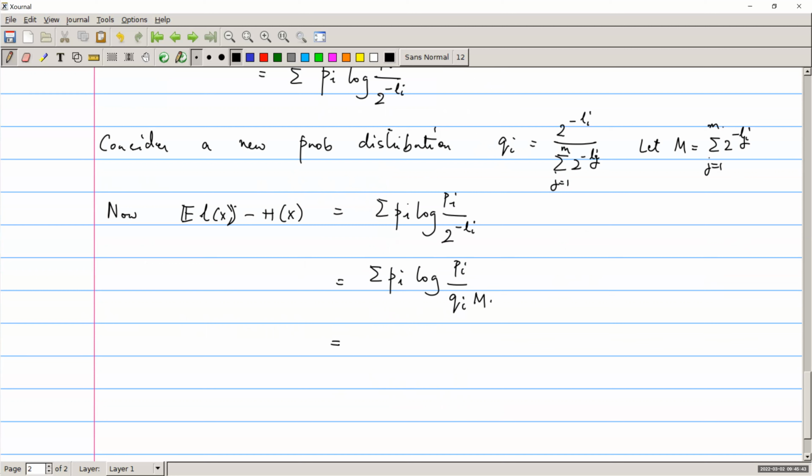Okay. So m is this denominator here. So this is 2 to the minus li is just qi times m. Here is the probability distribution. So here I have pi over qi plus the second summation. Now in the second summation, m does not depend upon i. M is just the sum of all 2 to the minus li over all coordinates. M doesn't depend upon i. So this second summation is just log 1 over m because summation of pi is 1.